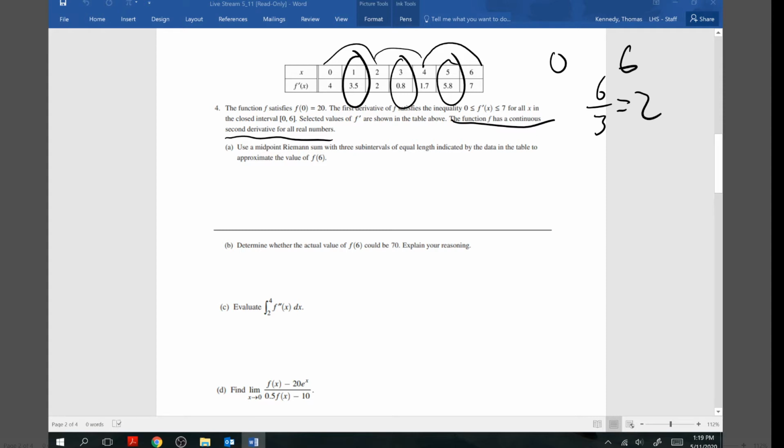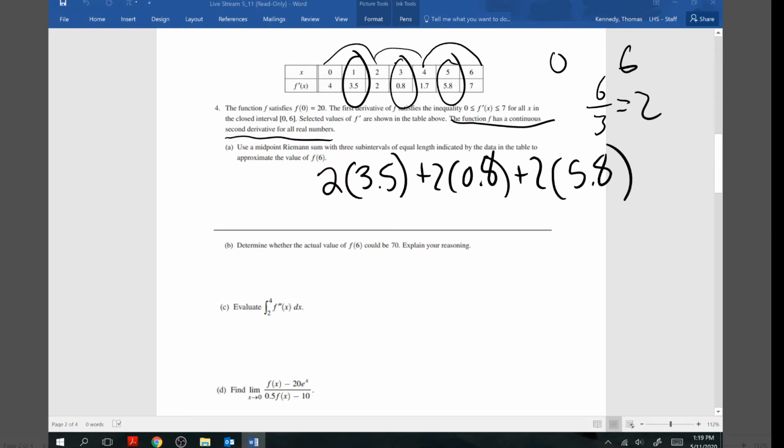Now, the f prime of x at each of those midpoint values is the value I am going to use for the height of each of my rectangles. So my first rectangle is 2 wide. They're all 2 wide here. 0 to 2, 2 to 4, 4 to 6. And I do 2 times that midpoint value plus 2 times the other midpoint value plus 2 times the last midpoint value. And we just add all these together, and we get, what, 8.6 plus 11.6, which is 20.2.